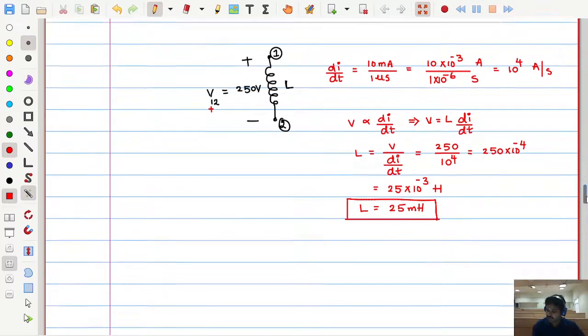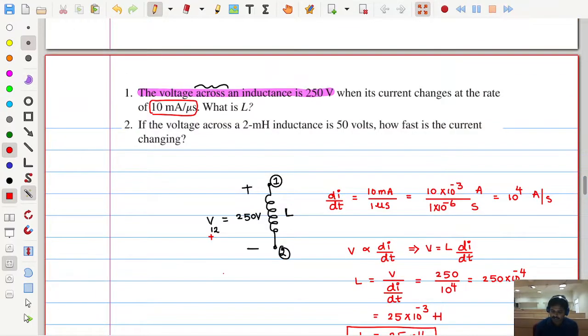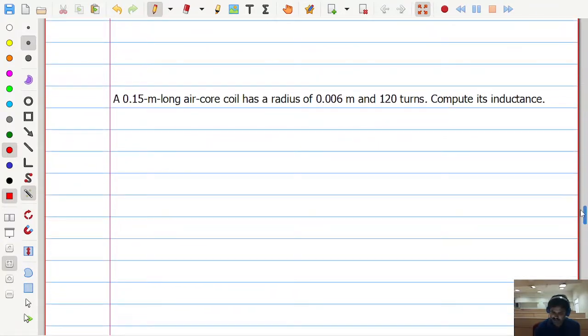Right. So let us see the next thing. Voltage across a 2 millihenry inductance is 50 volts. How fast is the current changing? I hope you can do this. So what do we need to do? We need to determine di by dt, that means how fast the current is changing. The remaining things are given. Clear? So let me proceed with the other problem.